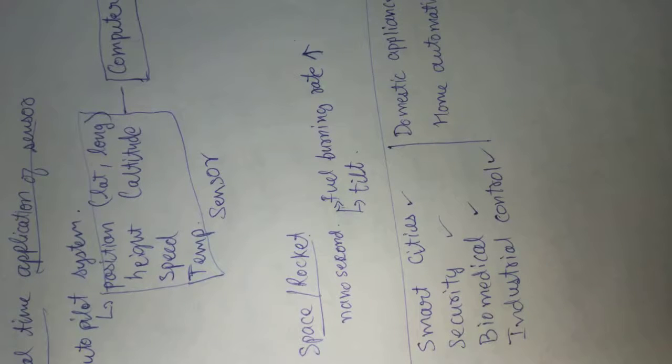Then in home automation, it can include the security of the home. It can include sensing gas leakage or high temperature or fire in the home also. So there can be various applications for sensors in real time.